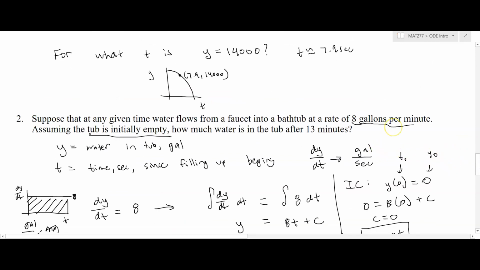And you probably could have just figured that out without doing any calculus. If the tub's filling up at 8 gallons every minute, and you do that for 13 minutes, then it's going to have 13 copies of 8 gallons in there. And I use the word copies to emphasize that we're basically reproducing 8 gallons every minute.